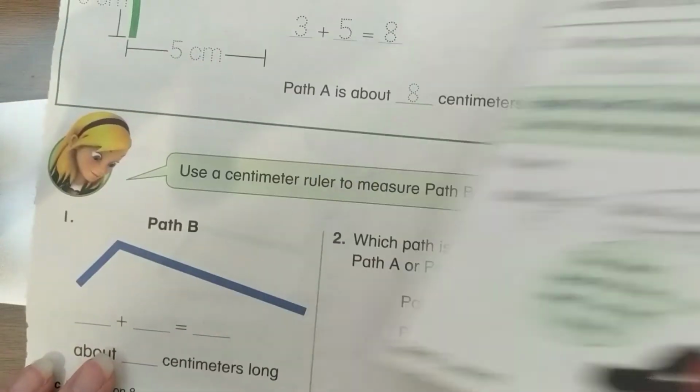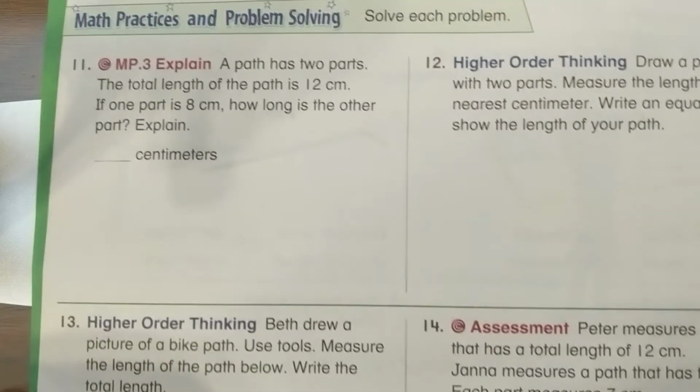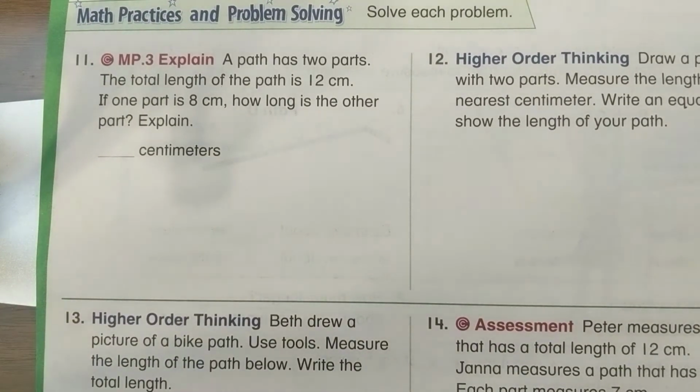Let's flip it over to the back side. A path has 2 parts. The total length of the path is 12 centimeters. If one part is 8 centimeters, how long is the other part?